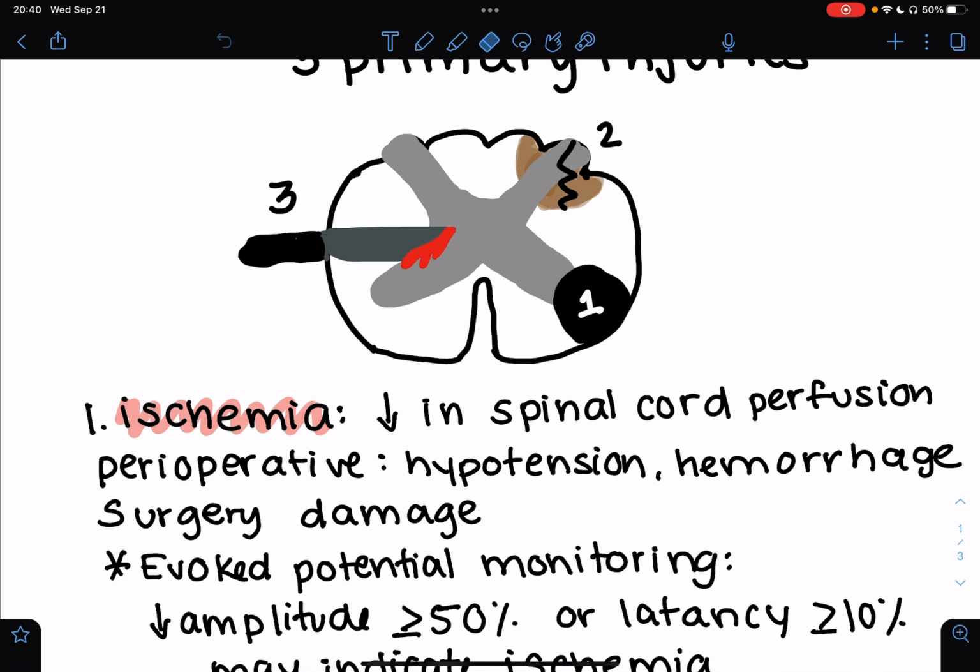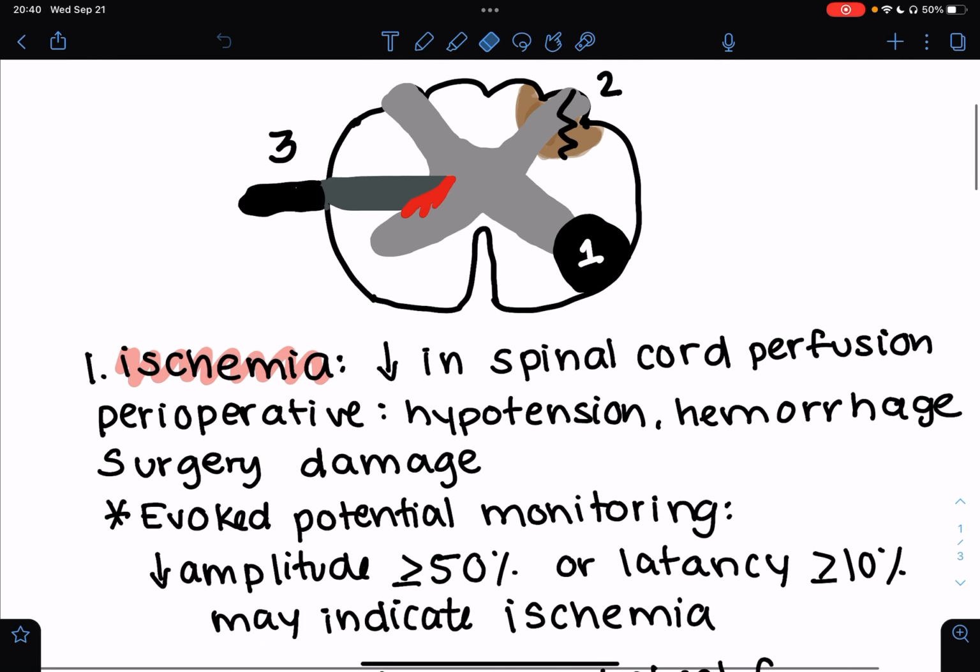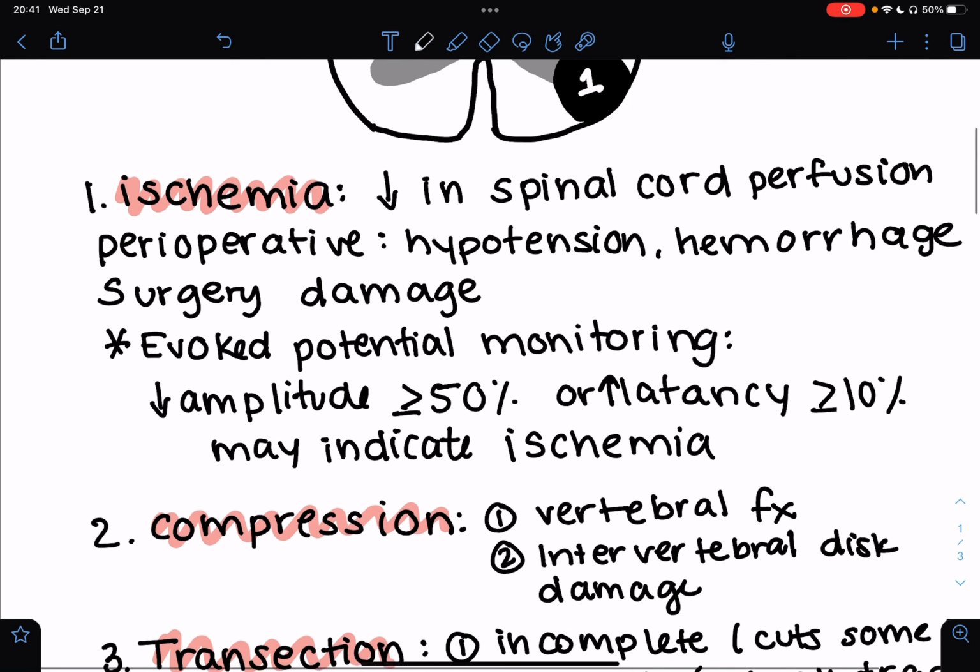So ischemia is a decrease in spinal cord perfusion. During the perioperative phase, it could be caused by hypotension, hemorrhage, or damage done by surgery. This is usually monitored. Evoked potential is monitored during spinal surgeries. Any decrease in amplitude greater than 50%, or an increase in latency by 10%, may indicate ischemia.